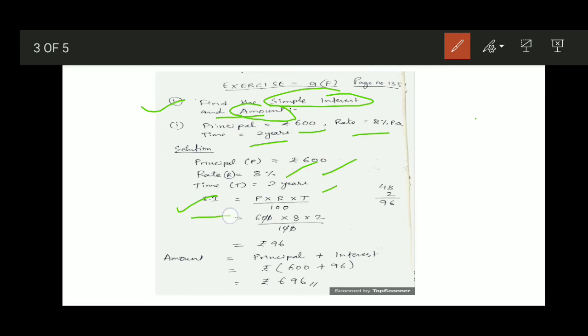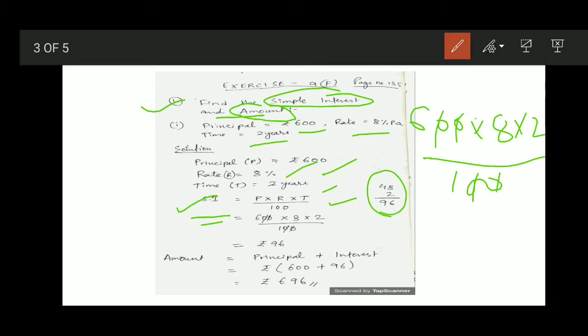Now what is the formula for SI? Simple interest, P into R into T by 100, where P stands for principal, R stands for rate, and T stands for time. Now let us substitute the values. P is rupees 600, the rate is 8, and time is 2 years, divided by 100. Why did the 100 come? Because it was 8%, so 8 by 100. In the denominator there will be 100, so 0 and 0 will be cancelled. What is left out? 6, 8 and 2. 6 8s are 48, and 48 multiplied by 2 you will get 96. So you got simple interest 96.